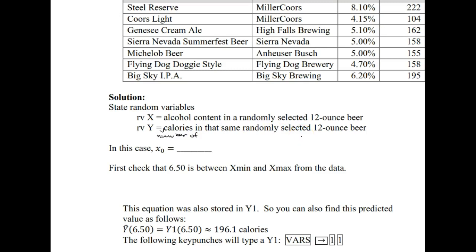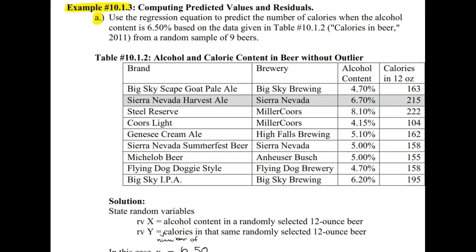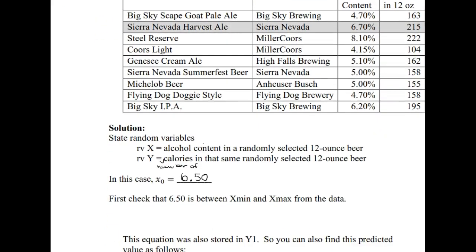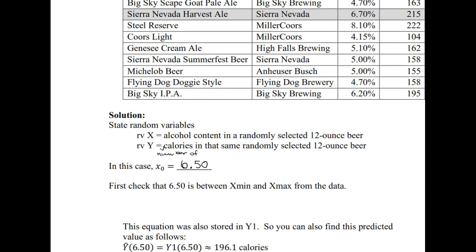In this case, the particular value of X that they gave us was 6.50%, and we're not dividing this by 100 and writing it as 0.0650, because we entered this list of data as 4.7, 6.7, 8.1, and so on in our list in L1. And so in this case, X is 6.50. The percent is being treated just as a label, like inches or feet.